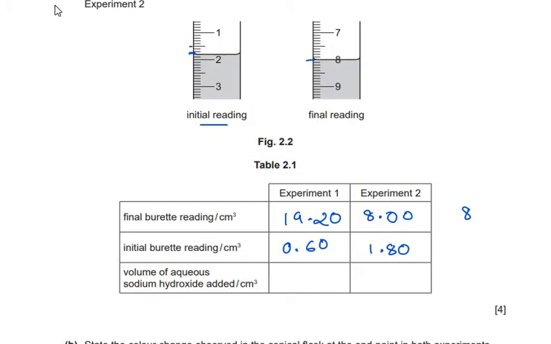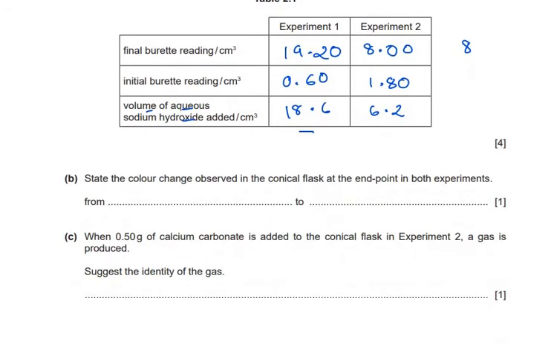So to find the titre, that is the volume of sodium hydroxide used, we need to find the difference. The difference is 18.6 for experiment 1 and 6.2 for experiment 2. So you can see the difference here. Experiment 1 required a very high volume of sodium hydroxide for the reaction, even more than double. If you compare, it's exactly 3 times. Experiment 1 required 3 times the volume of sodium hydroxide compared to experiment 2.